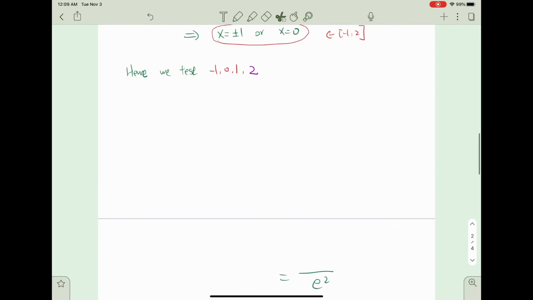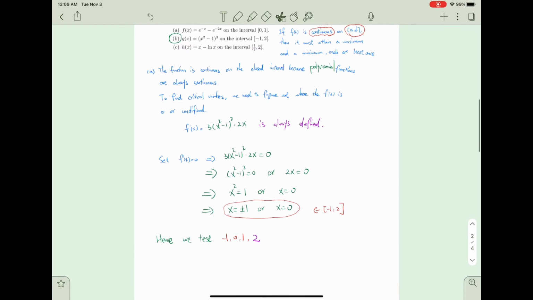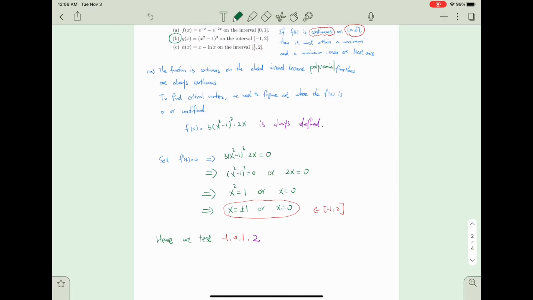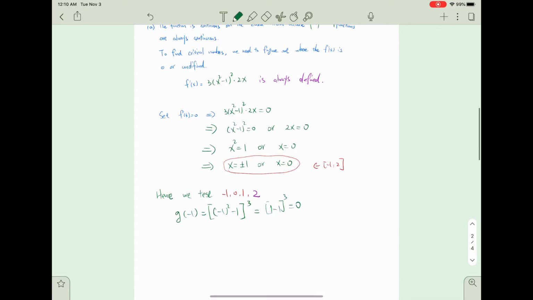Delete here. The function was g(x) equal to (x squared minus 1) to the 3. So test negative 1 first. That's equal to (negative 1 squared minus 1) to the 3. So that is equal to (1 minus 1) to the 3, which is 0.